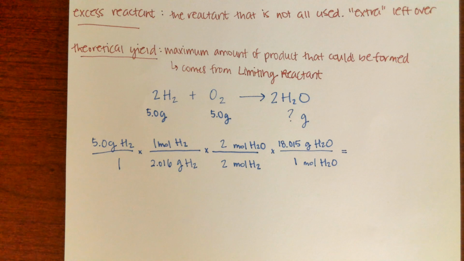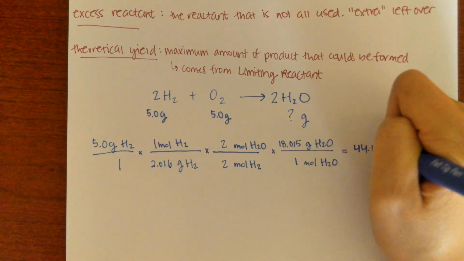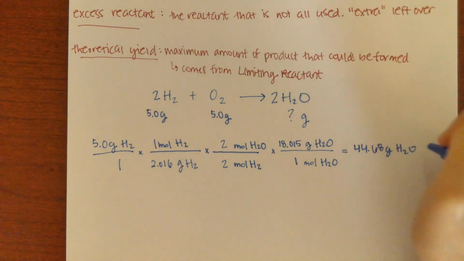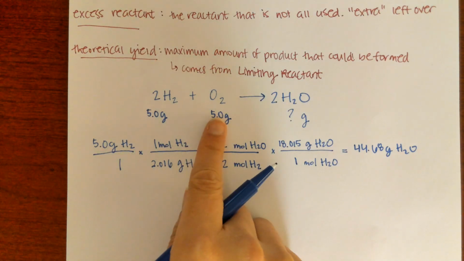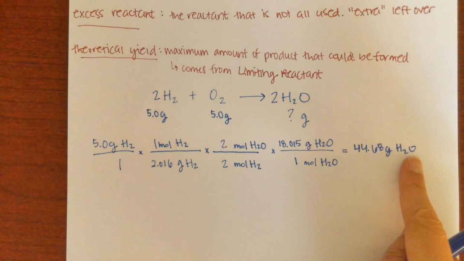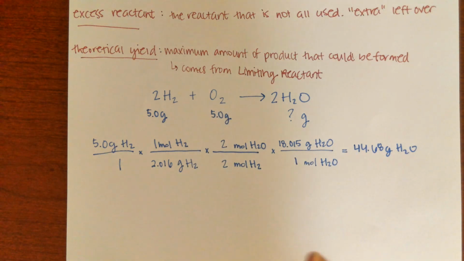So when you solve for this, you should get 44.68 grams of H2O. So theoretically, if this was a limiting reactant, which we don't know yet, we have to solve for O2 first, this would be my product formed. But we need to figure out if oxygen is my limiting or not.